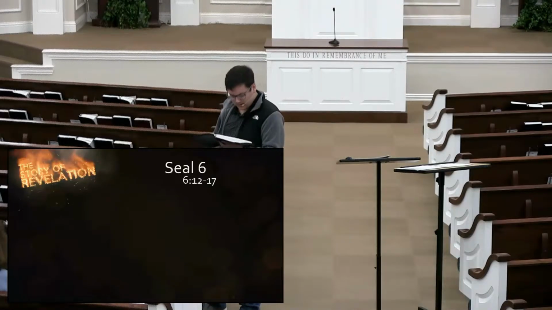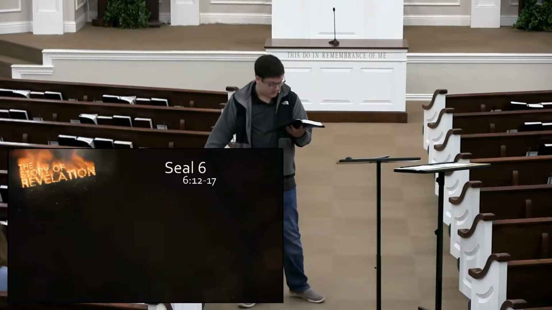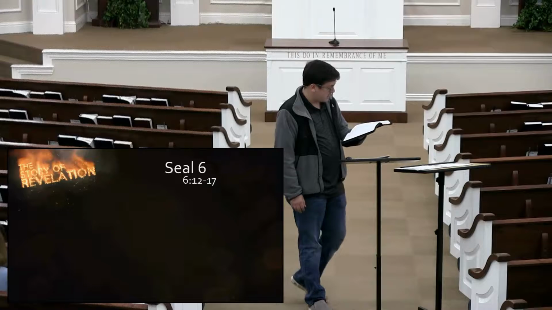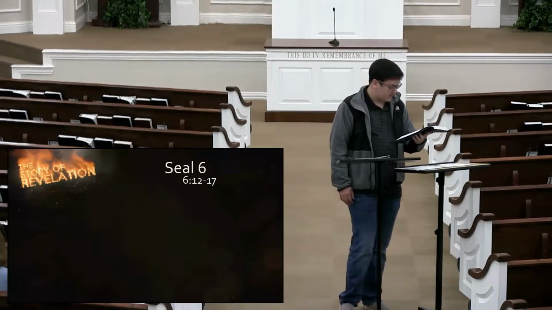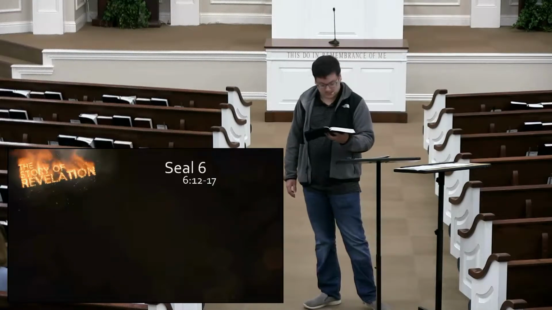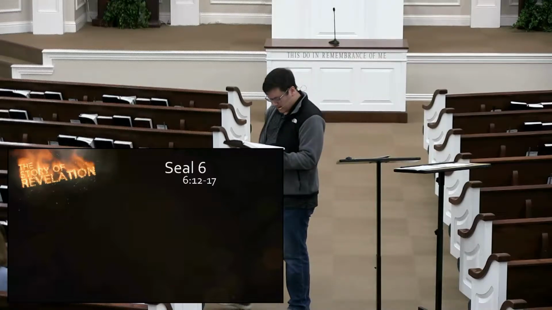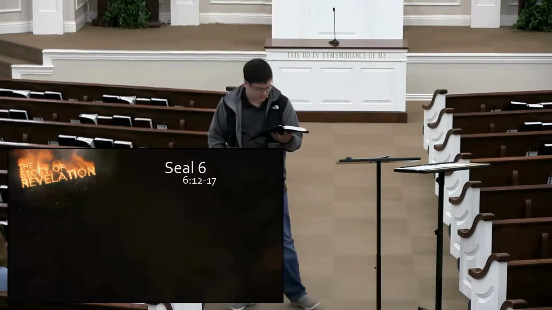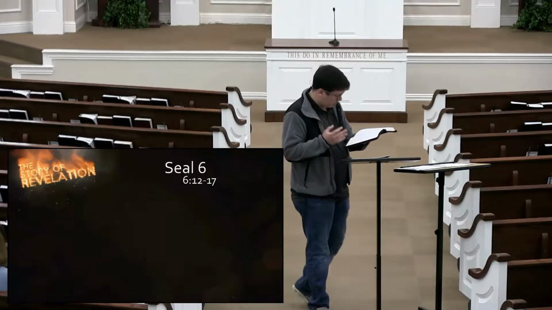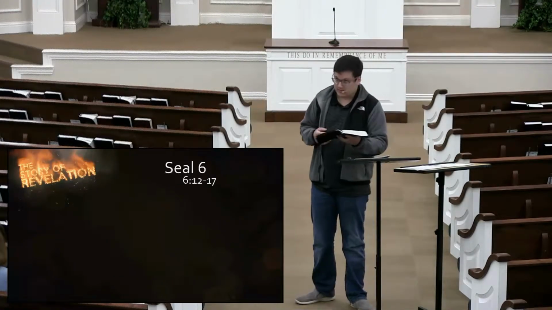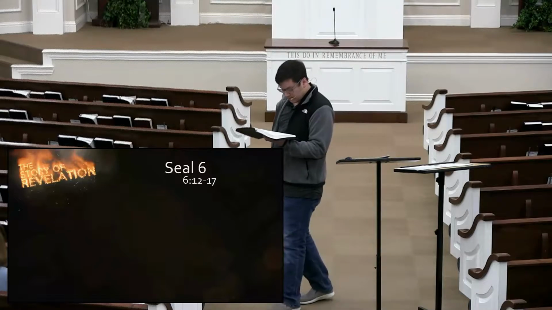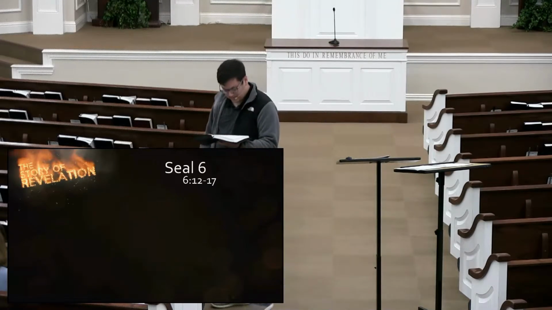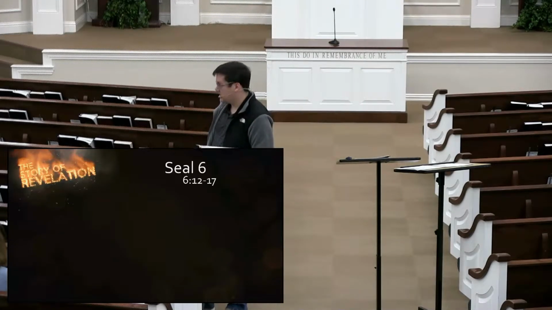Then the kings of earth and the great men and the commanders and the rich and the strong and every slave and free man hid themselves in the caves and among the rocks of the mountains. And they said to the mountains and to the rocks, fall on us and hide us from the presence of him who sits on the throne and from the wrath of the Lamb. For the great day of their wrath has come, and who is able to stand?